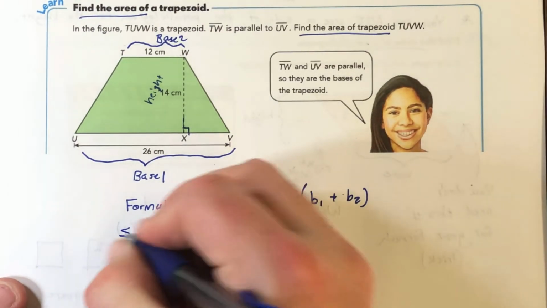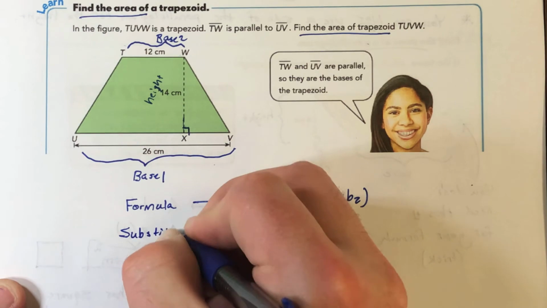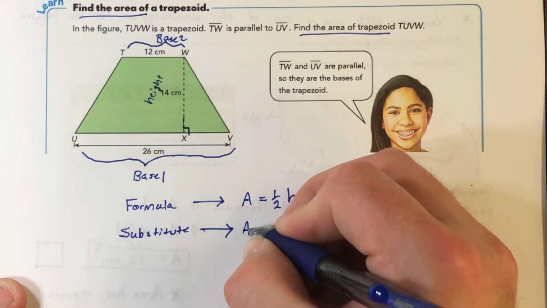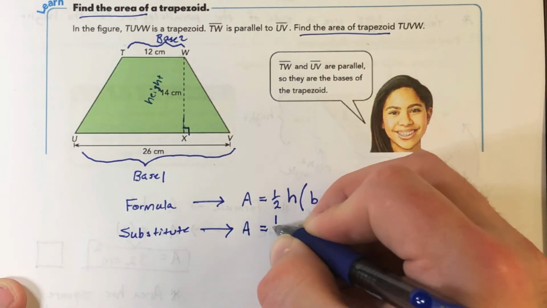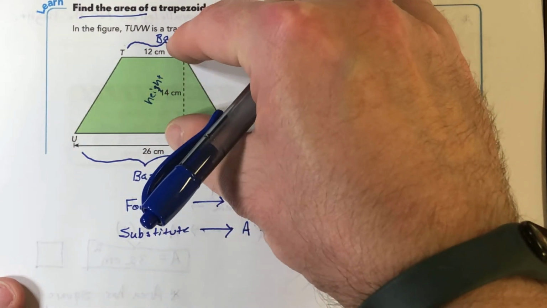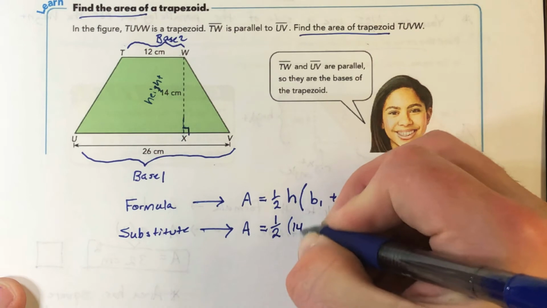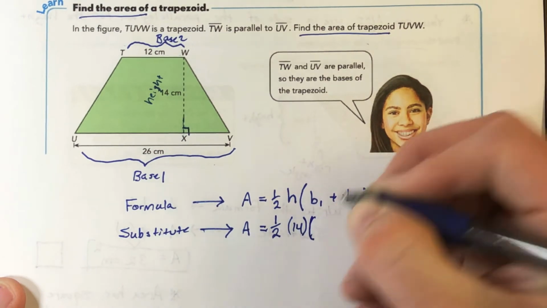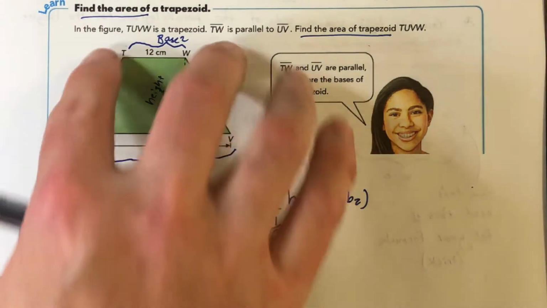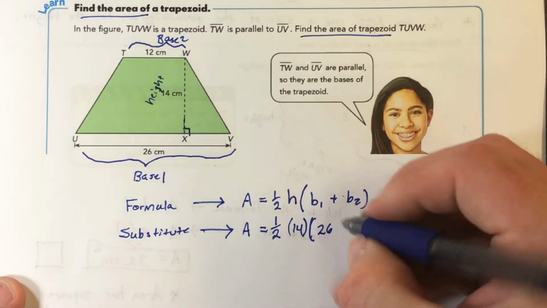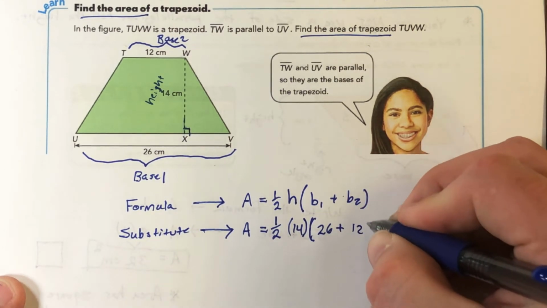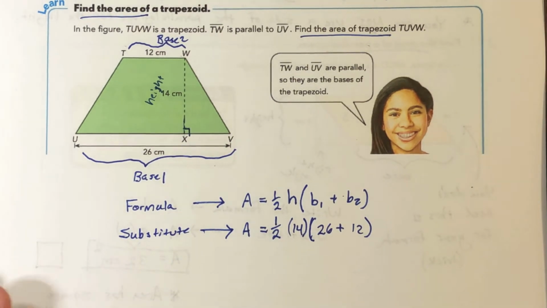Next step, substitute. Do I know the area? No, so leave it as A equals 1/2. Do I know the height? Yes. The perpendicular distance between base 1 and 2 is 14. Next, parentheses, do I know base 1 and base 2? My base 1 and 2 are 26 and 12. It doesn't matter which order. Why? Because addition is commutative. You can add in any order you want and still get the same answer. So 26 plus 12.